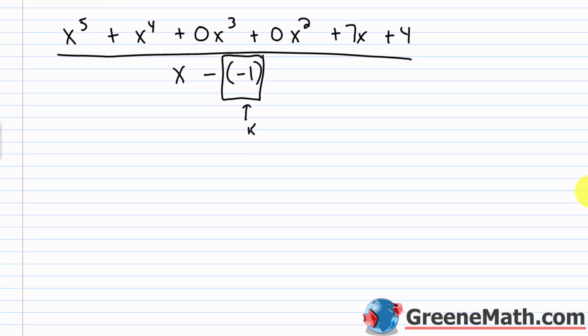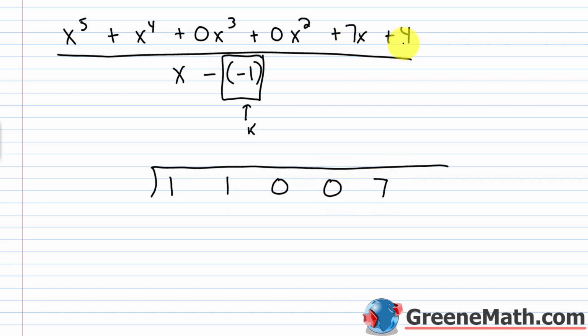All right, so now that we have this information ready, let's go ahead and plug it in, set up my long division symbol, and again, I just want numerical information. So from the numerator, I want the coefficients for x to the 5th power, which is 1, then x to the 4th power, which is 1, then x cubed, which is 0, then x squared, which is 0, then x to the 1st power, which is 7, and then my constant term, which is 4.